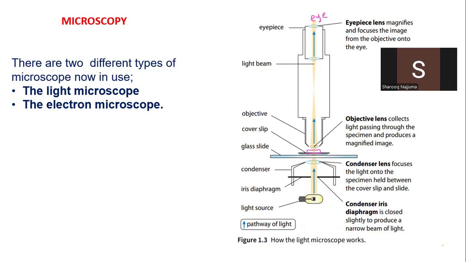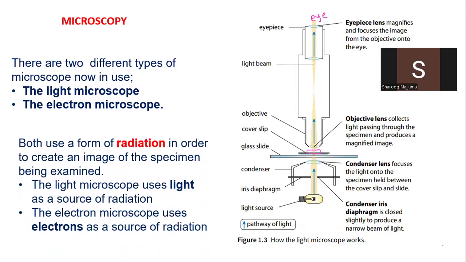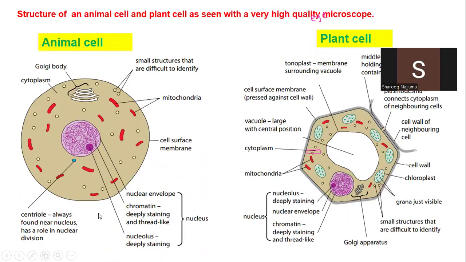And when it comes to this light microscope, it uses light. However, the electron microscope uses electrons. That is why it is called an electron microscope. So in case you are using a very high quality light microscope, this is what you will see under a very good quality light microscope. If you're observing an animal cell, these are the different structures that you're going to see. If you're observing a plant cell, these are the different structures still that you're going to be able to observe.